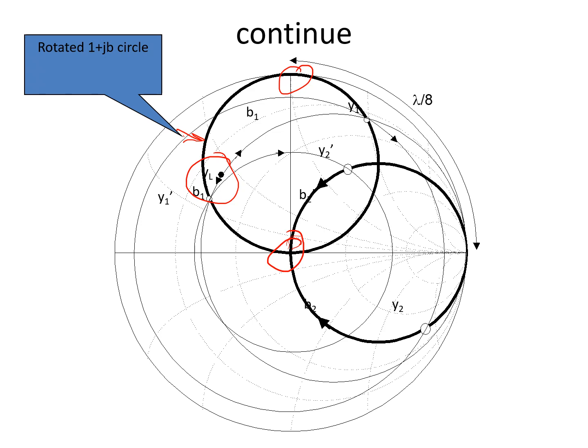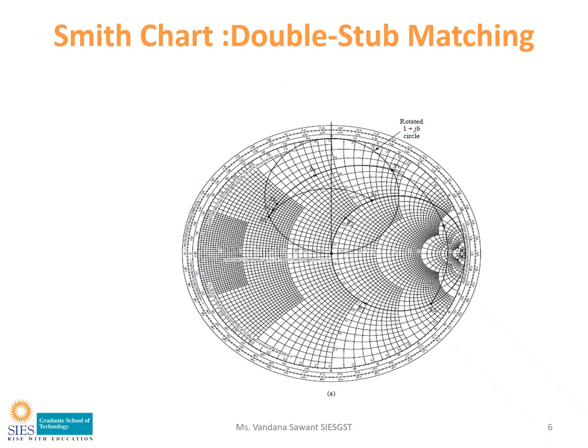Now we have to design both the stubs with respect to this YL point. To design the first stub with respect to YL, what do we have to do? We have to move over the horizontal circle, that is the R equal to 0.3 circle, which is passing through YL, towards the right hand side and towards the left hand side. On this R equal to 3 circle, you can see it like this in the actual chart.